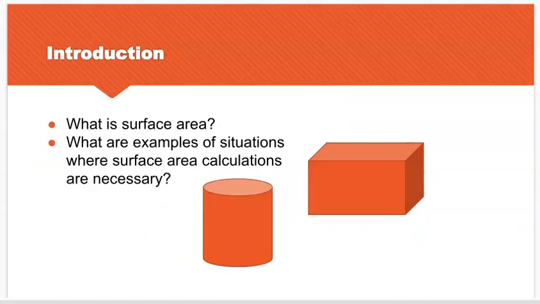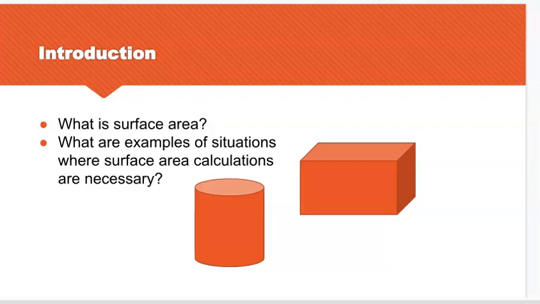So think about what it is to say, what is surface area? What are examples of situations where surface area calculations are necessary? What do you think? Well, surface area is the area of the outer or the lateral surfaces of a three-dimensional shape. You can think of covering something with wrapping paper, or a label on a can. Maybe you need that surface area. So think of some other scenarios when you would need to know surface area.